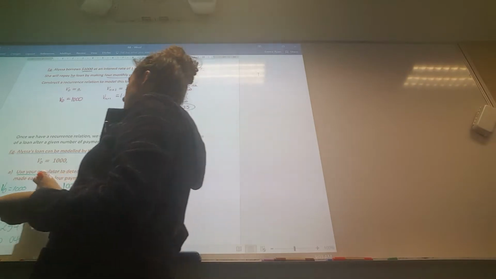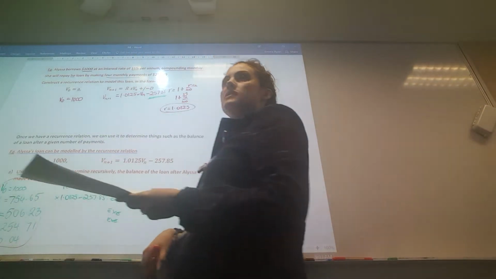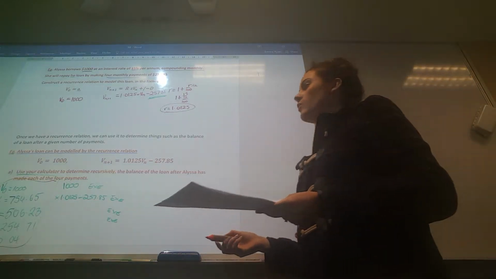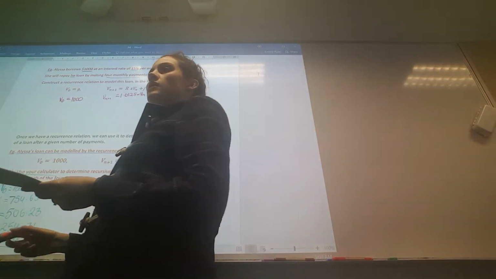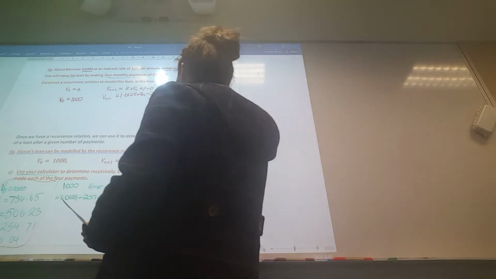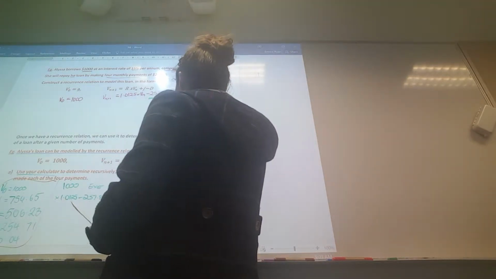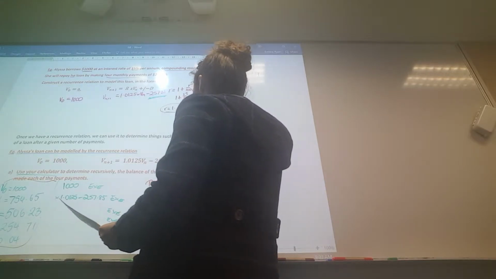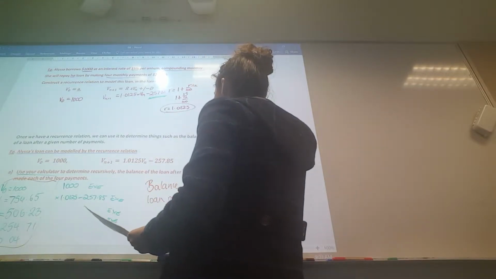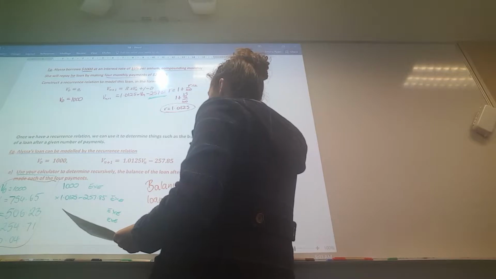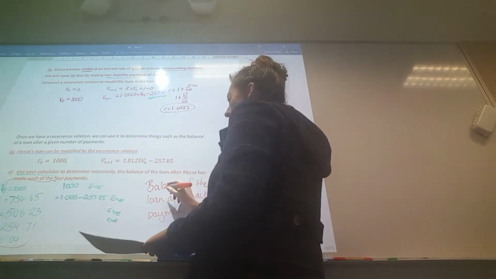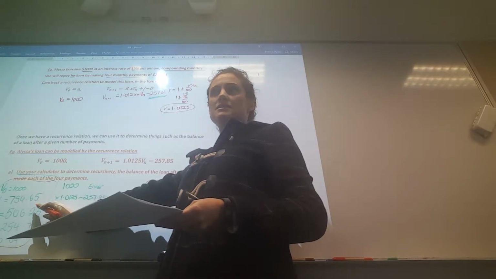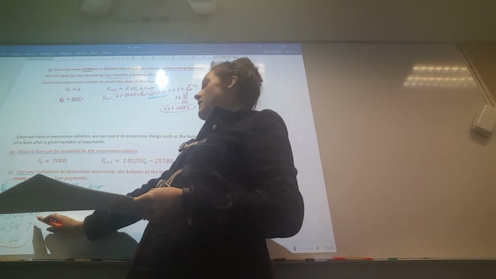What are these numbers telling us? What are they showing us? What have we just found? Yep, perfect. So it's the balance of the loan after each payment. So after one payment, the balance is $754.65. After two payments, the balance is $506.23.